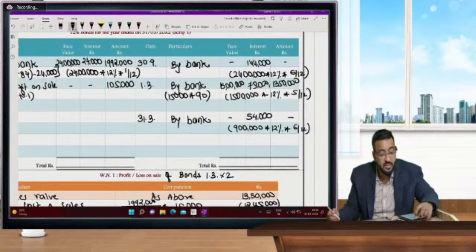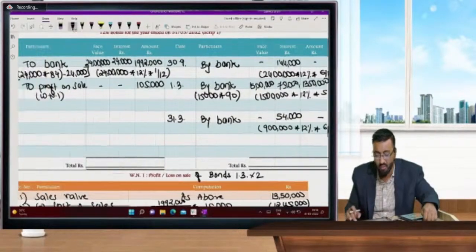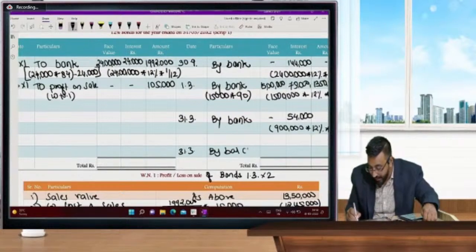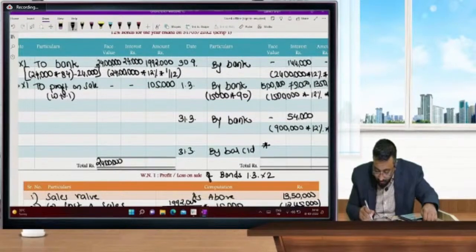So some students are asking me, sir, can we write number of debentures? No, beta, don't write. Whether interest is outstanding? No, because balance sheet date and interest payment date are same. So by balance carried down now. Beta, deliberately I'm not taking it in the speed.